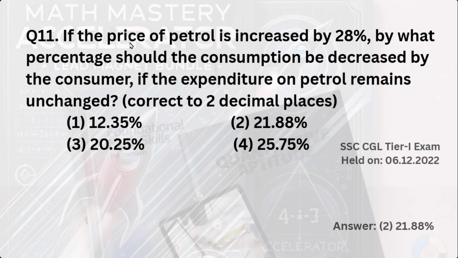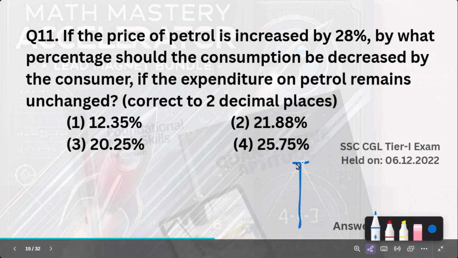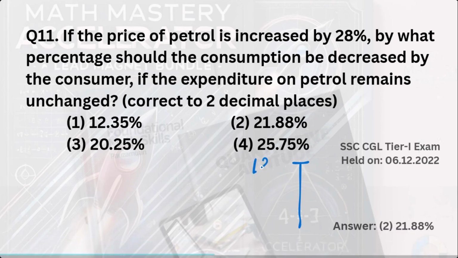Question number 11. If the price of petrol is increased by 28%, 28% more is 100 plus 28, 1, 28. This is a 28% increase from 100. By what percentage should the consumption be decreased by the consumer if the expenditure on petrol remains unchanged?